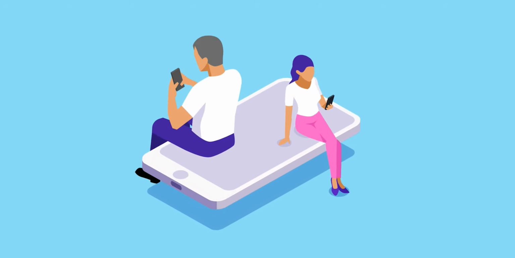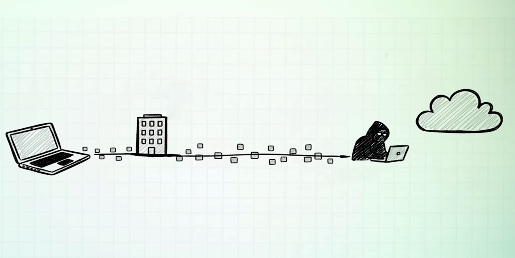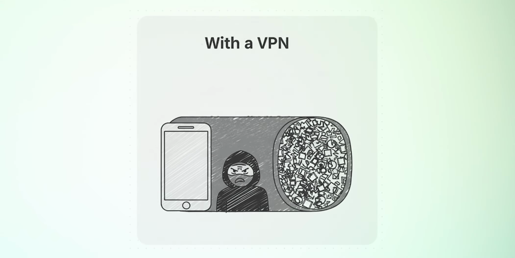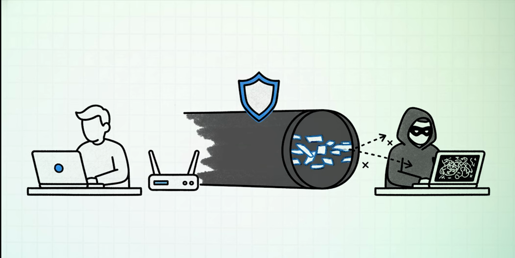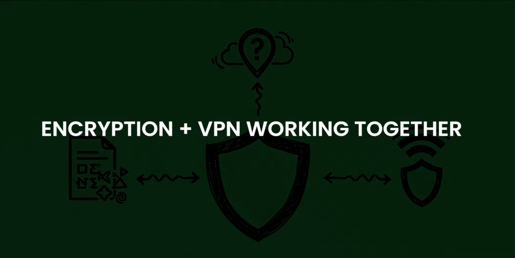Let's look at a quick example. You connect to hotel Wi-Fi without a VPN. A hacker on the same network can see which websites you visit or intercept your passwords. With a VPN, everything is encrypted. The hacker sees random data, not websites, not passwords. They get nothing useful. Encryption plus VPN working together.